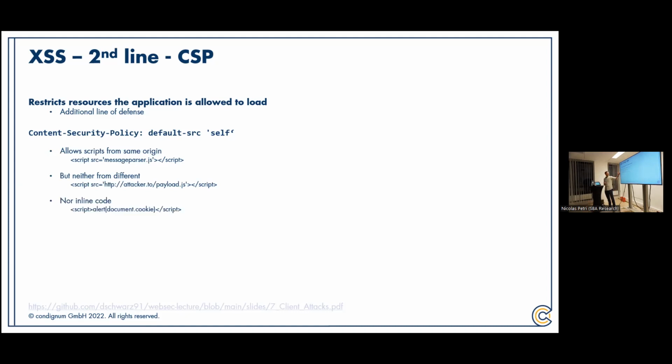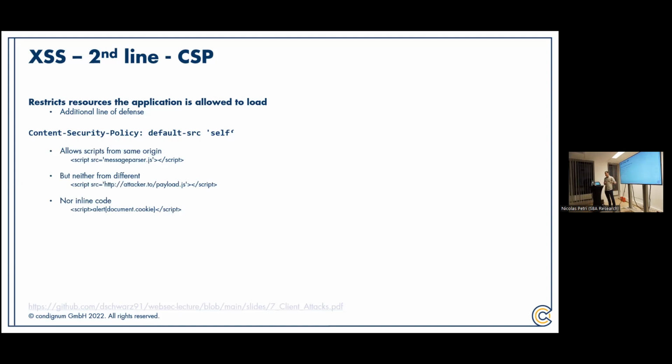Okay, this was how we can deal with cross-site scripting, the first line of defense. Of course, there is also a second line, the content security policy. You can set a content security policy header, an HTTP header, and this restricts resources the application is allowed to load. So if you, for example, set this header here, which is a very strict one, then you are still allowed to load JavaScript files from your own application or your own origin, but the browser doesn't load any external JavaScript files anymore, and the browser also doesn't execute any inline script anymore.